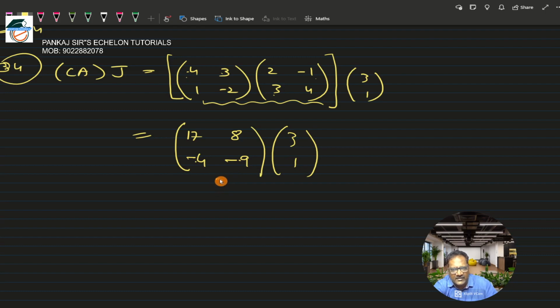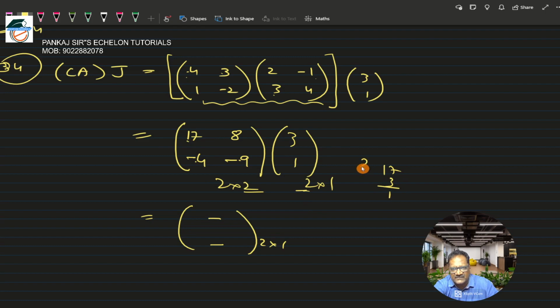Now this I have to multiply by 3 1. So first check the compatibility. This is 2 by 2. This is 2 by 1. Since these two are same, the product will be of the order 2 by 1. So 2 rows and a single column. So let us work out this. So this will be 17 into 3.